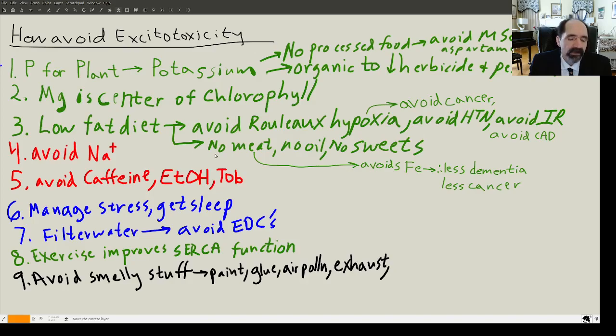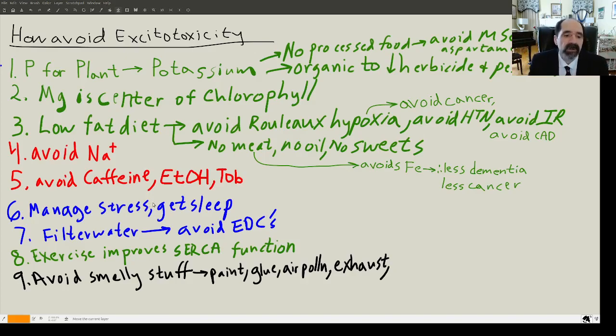Avoid caffeine. We talked about that. Avoid alcohol. Avoid tobacco. Manage your stress. Learn how to just let little stuff go. Have a purpose in life that makes you resilient. You know the routine. If religion or faith helps you, then that can be a good thing. Get your sleep. Filter your water to get the chlorine out, for example. That's a SERCA inhibitor, and there's other stuff in there, all the estrogenic chemicals and other things. Exercise also improves SERCA function.